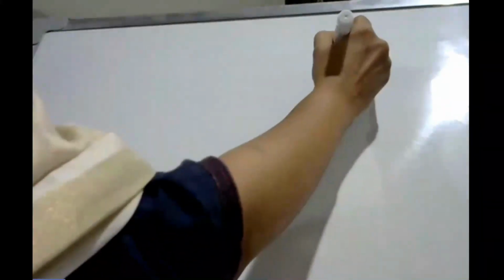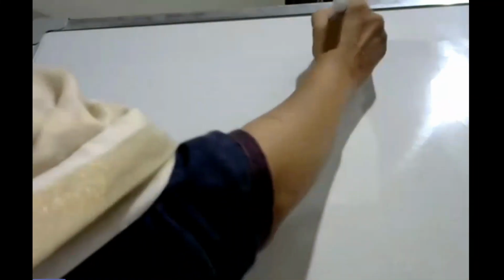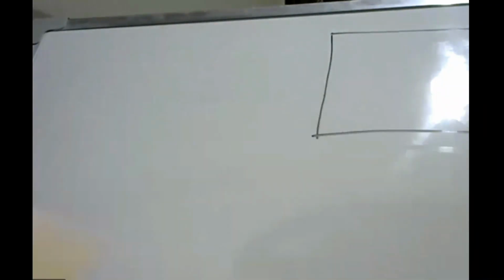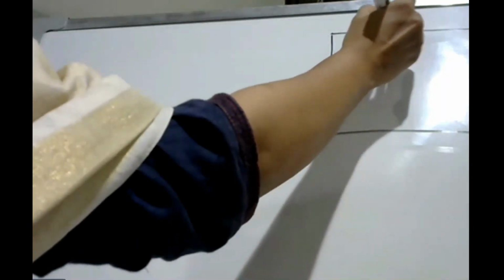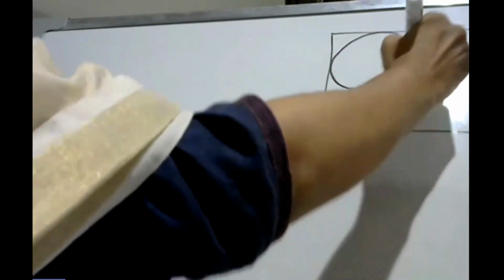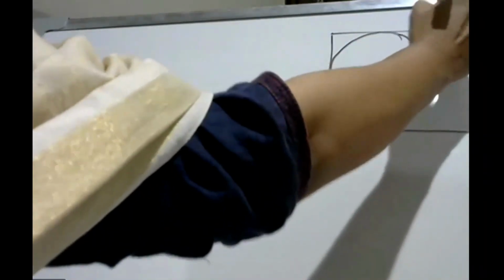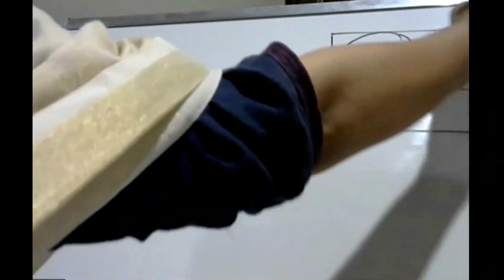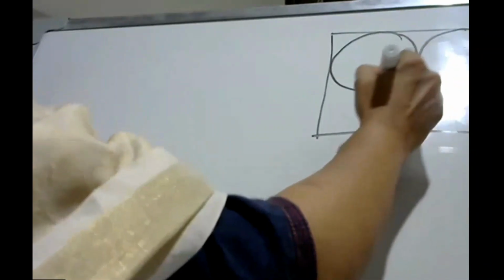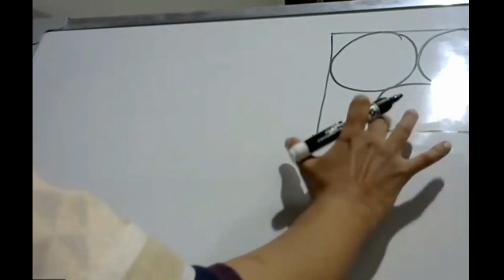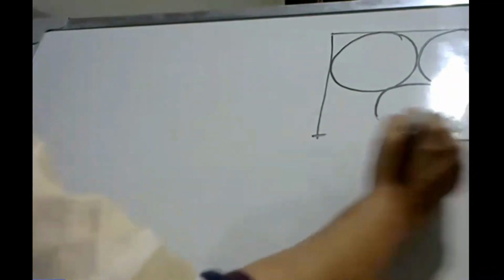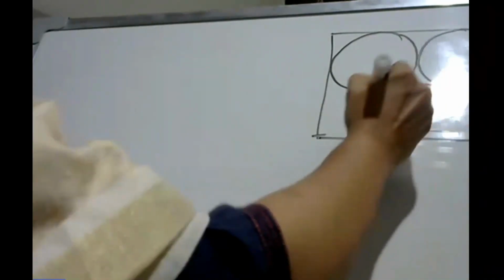I'll give you the rough diagram. Diagram is somewhat like this. You have a rectangle. And there are three identical circles, meaning that all the circles are of the same radius. This became some smaller one, but according to the question, these are all of the same radius.